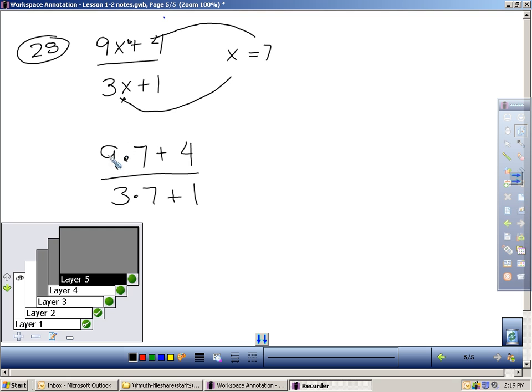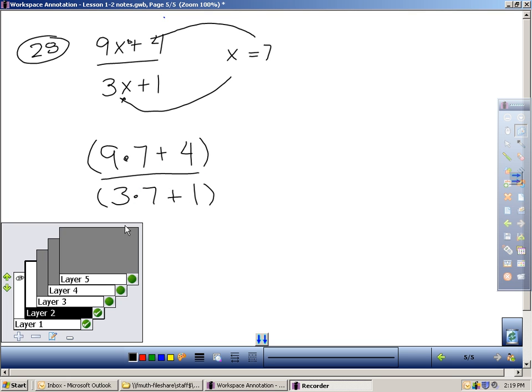So we really get 9 times 7 plus 4 in the numerator. Remember, the numerator is the top of the fraction. And we have 3 times 7 plus 1 in the denominator. The denominator is the bottom. Well, we can't divide right now. Remember, fraction bar means we basically have parentheses here and parentheses here. We got to do what's in the parentheses in the numerator and the denominator first, divide at the end.